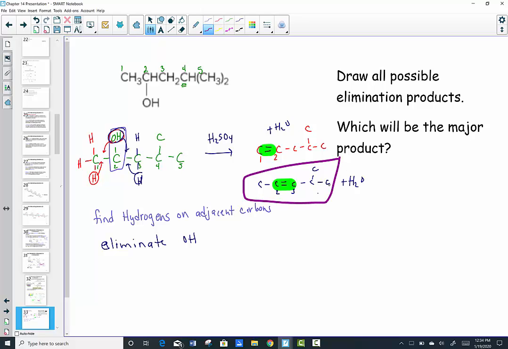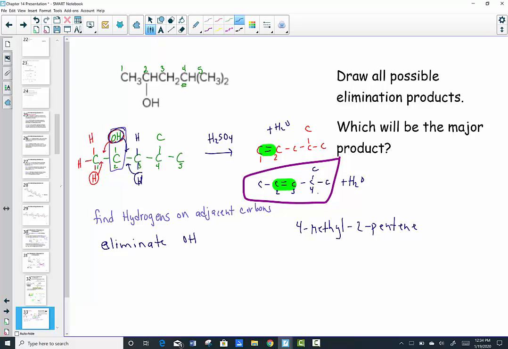So here we would have the major product, and we could name that as 4-methyl-2-pentene, a 5-carbon chain where the double bond is located between 2 and 3 on the carbon chain.